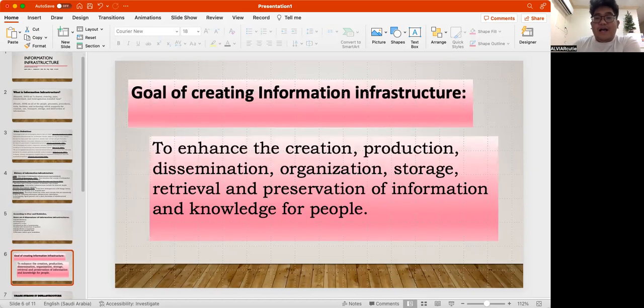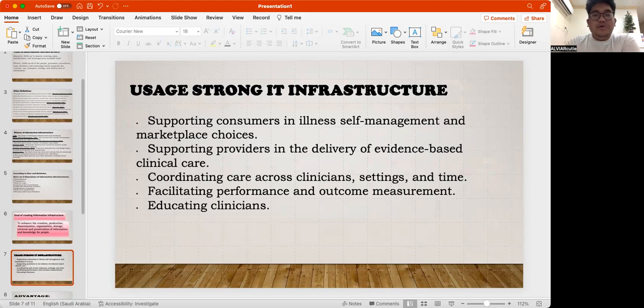Itong pag-study natin ng information infrastructure, hindi lang tayo basta nag-i-study, meron tayong goal na kailangan gawin. Ang goal natin for creating information infrastructure is to enhance the creation, production, dissemination, organization, storage, retrieval, and preservation of information and knowledge for the people. Ang main purpose talaga ng information infrastructure is for the future use. So, usage of strong information technology infrastructure.